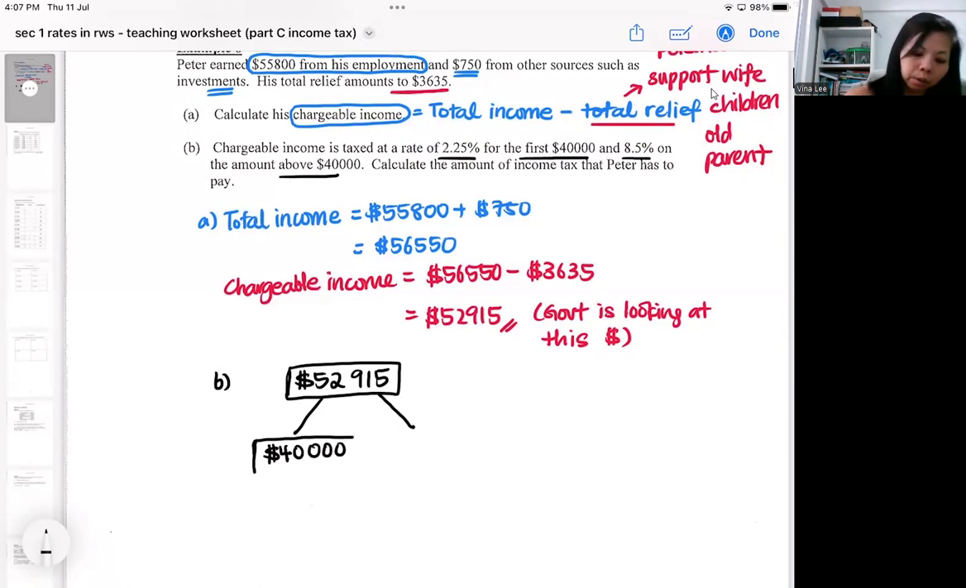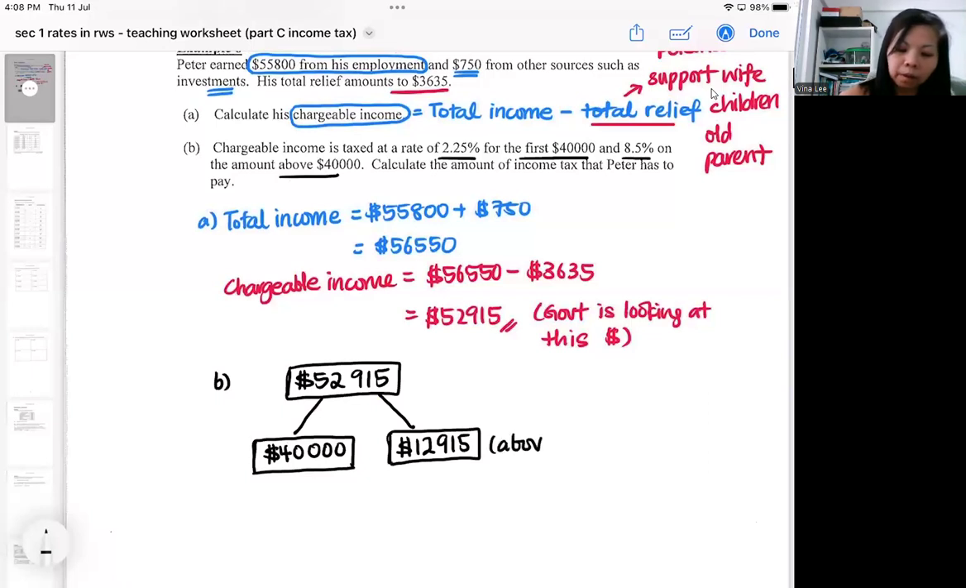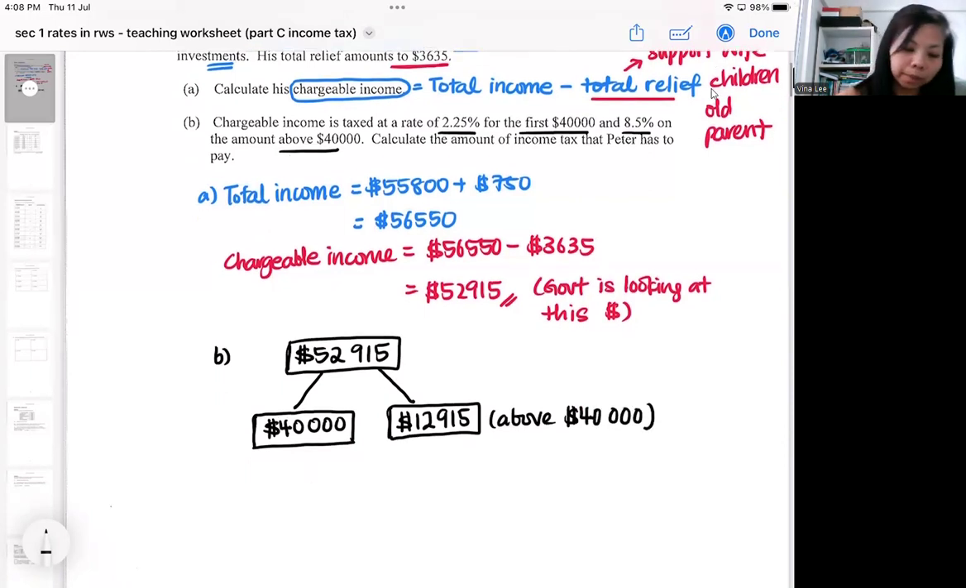So out of the 52,915, you take away the 40,000, put it in the first basket, and you still have 12,915 in the next basket. So this is the amount that is above the 40,000.